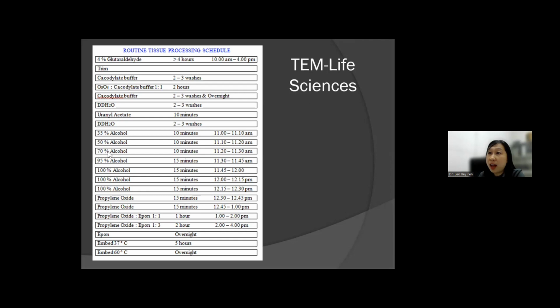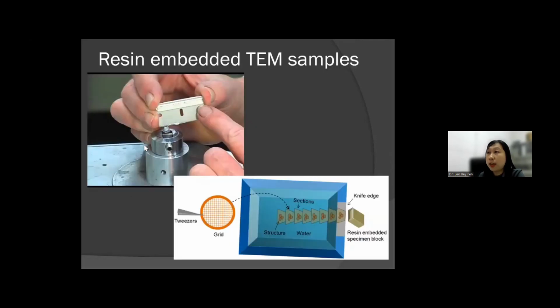Then we go from 35% up to 100% alcohol. Then we follow with propylene oxide and EPON, so that we embed the TEM sample into the resin, as you can see here. Then we can do the sectioning using the ultramicrotome. The thickness of each section is about 90 nanometers, so it is thin enough for the electrons to penetrate through the samples. So we can see the ultrastructure of the samples.